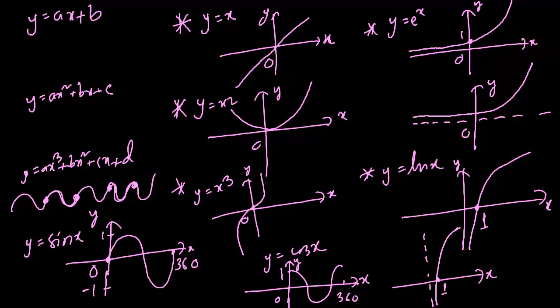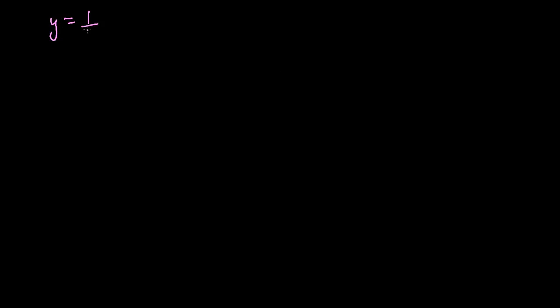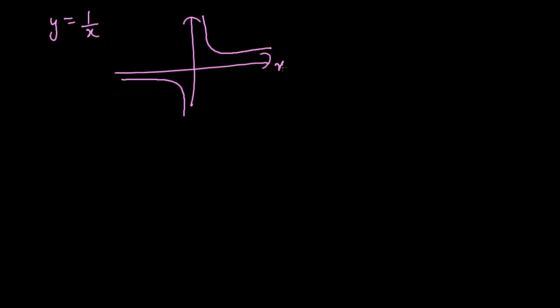There's one more specific sketch I would like to talk about. It's a reciprocal, a fraction, a rational picture. So y equals 1 by x. This is a specific picture and they're like a hyperbola. This is one boomerang shape, and this is another boomerang shape. They're similar to the e to the power x and ln x pictures.